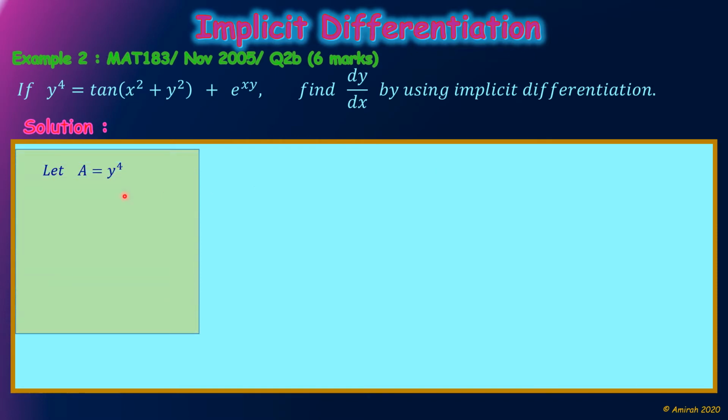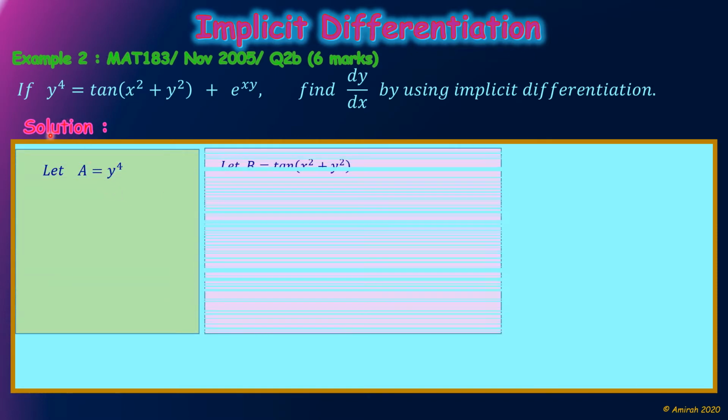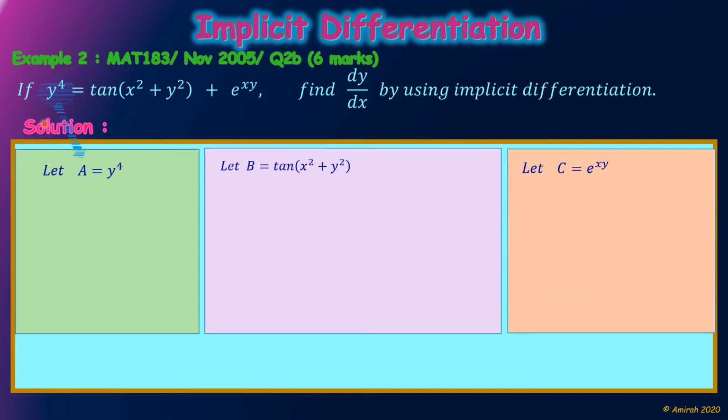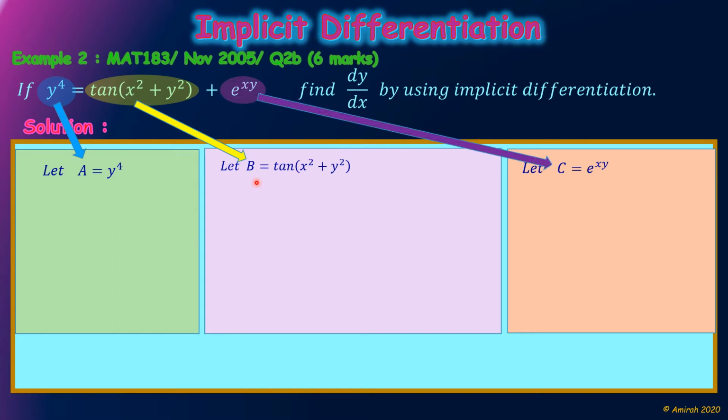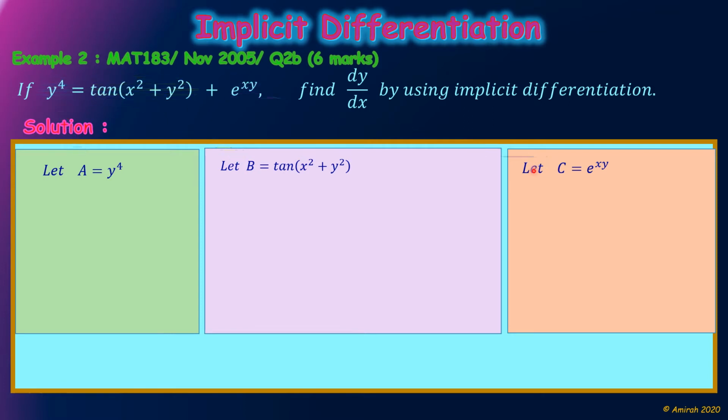Right? Okay, first step, we can define one by one. We define y to the power of 4 equals a, and then we define tangent (x squared plus y squared) equals b, and we define e to the power of xy equals c. Okay, after that, we differentiate one by one with respect to x.